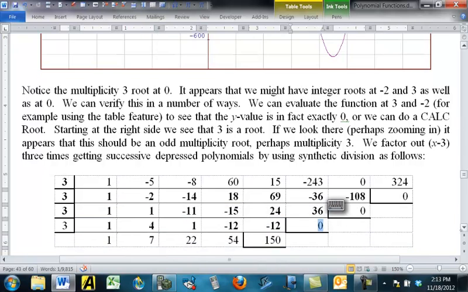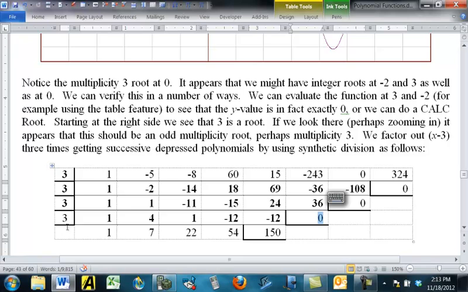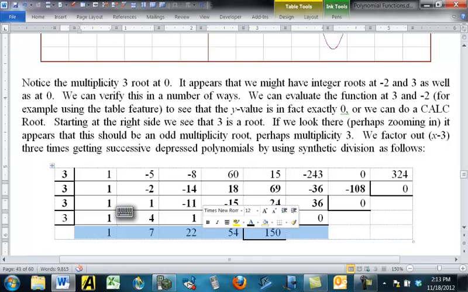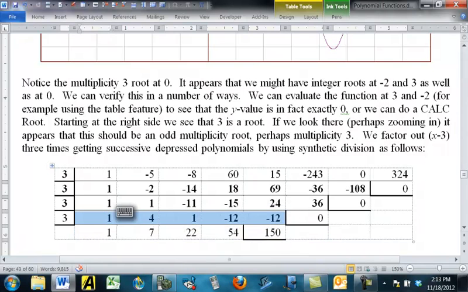If we try it again, just looking at it, it could maybe be a fifth multiplicity root. Well, it's not. We don't get a zero remainder. So this part here just doesn't count. So here's our depressed polynomial.